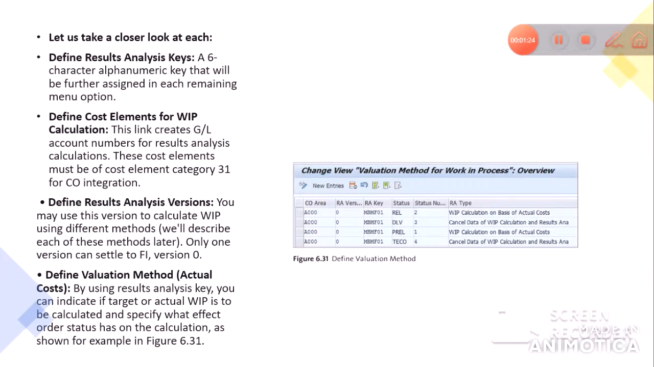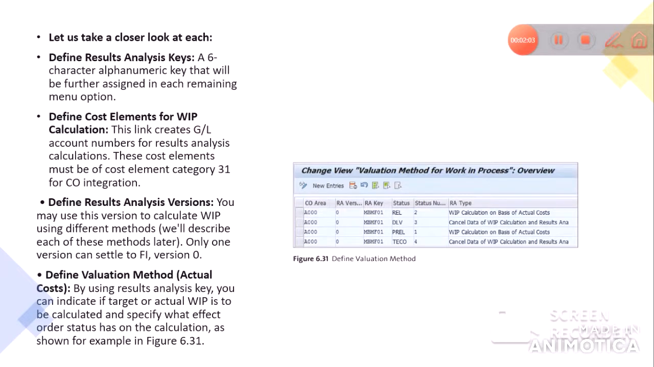So, let us take a closer look at each. Define results analysis keys, a 6-character alphanumeric key that will be further assigned in each remaining menu option. Define cost elements for WIP calculation. This link creates GL account numbers for results analysis calculations. These cost elements must be of cost element category 31 for CO integration.